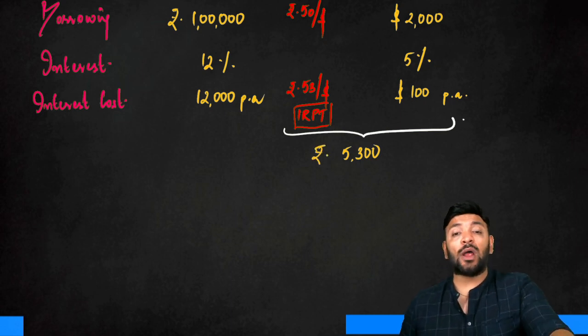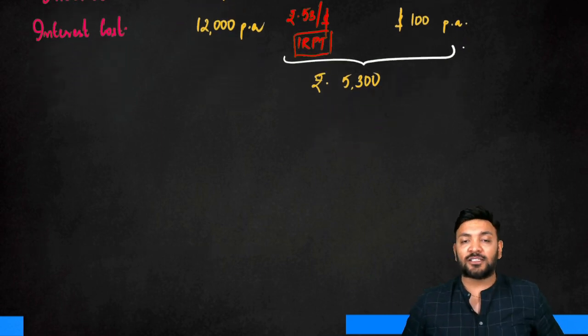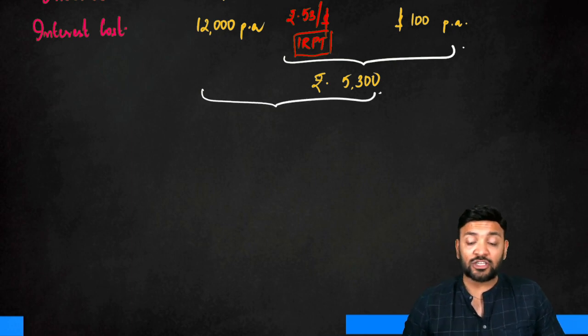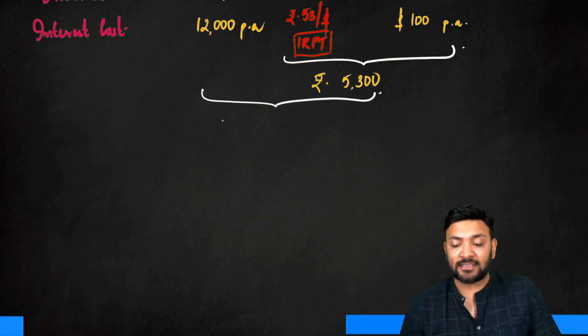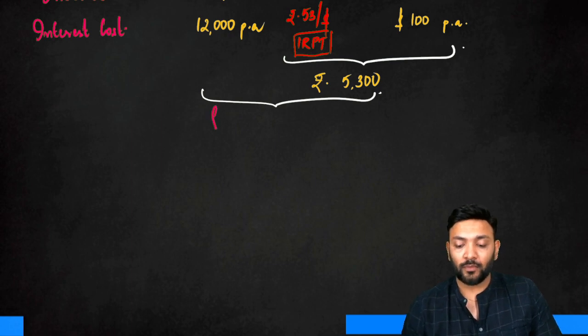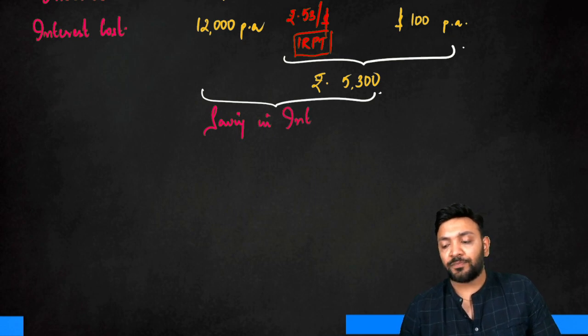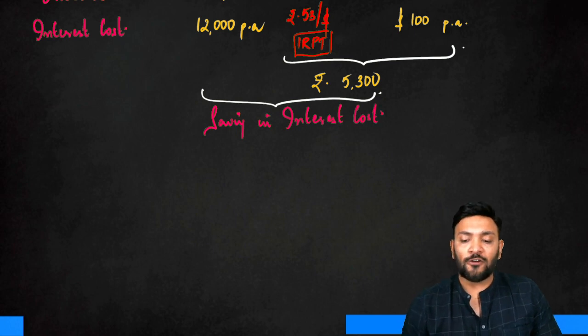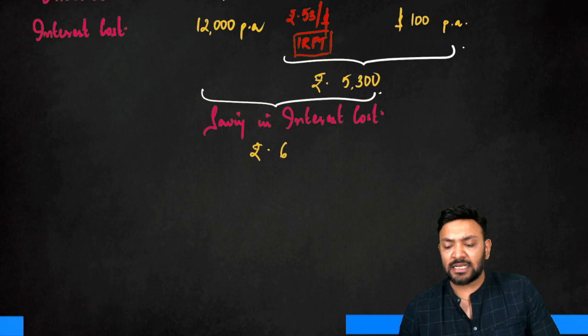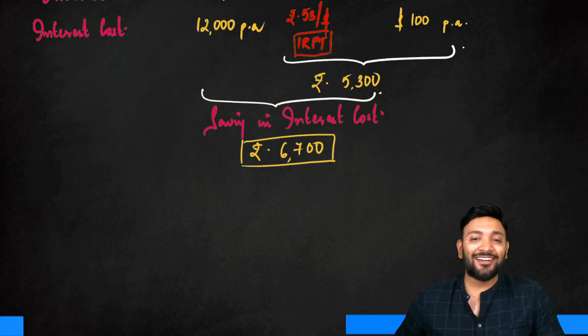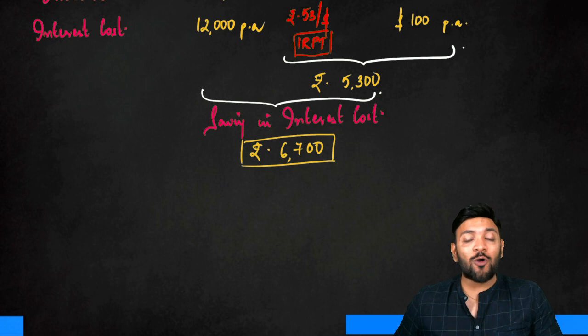In comparison with 12,000 rupees per annum, had you borrowed in rupee terms. Therefore, comparing these two, I derive an interest savings, a saving in interest cost of about 6,700. I got a savings of about 6,700. Said, "Wow, I saved so much on interest.